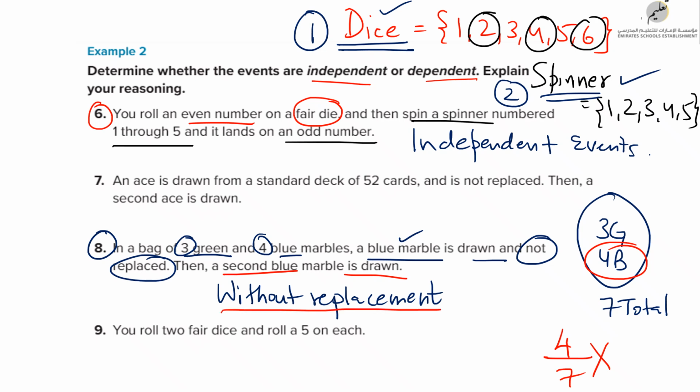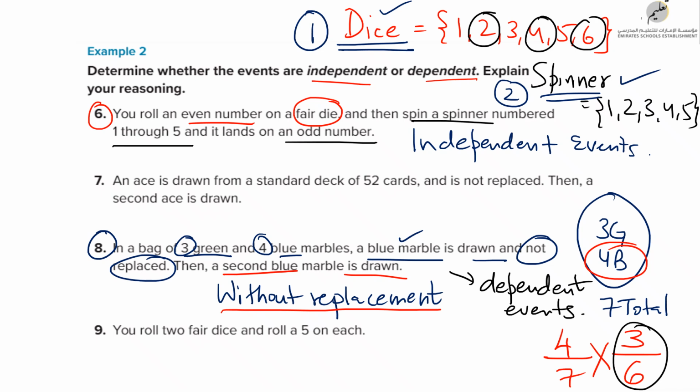Now, a second blue marble is drawn after that without replacement. So I'm not putting the blue marble back. So can I say the total marbles will reduce from 7 to 6? And because I already took out one blue marble out of the 4, so only 3 left. Did you see the probability change? The sample space reduces without replacement. So definitely this is an example of dependent events.